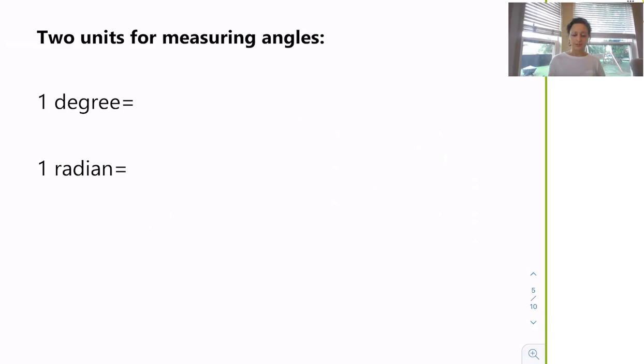All right, so first of all, a degree. Well, what is a degree? If I think of a degree, I think of a pretty small angle, okay? I know that a full rotation is going to be 360 degrees, correct? So a degree is 1/360th of a full rotation. When I look at that number, I think that seems a little bit bizarre.